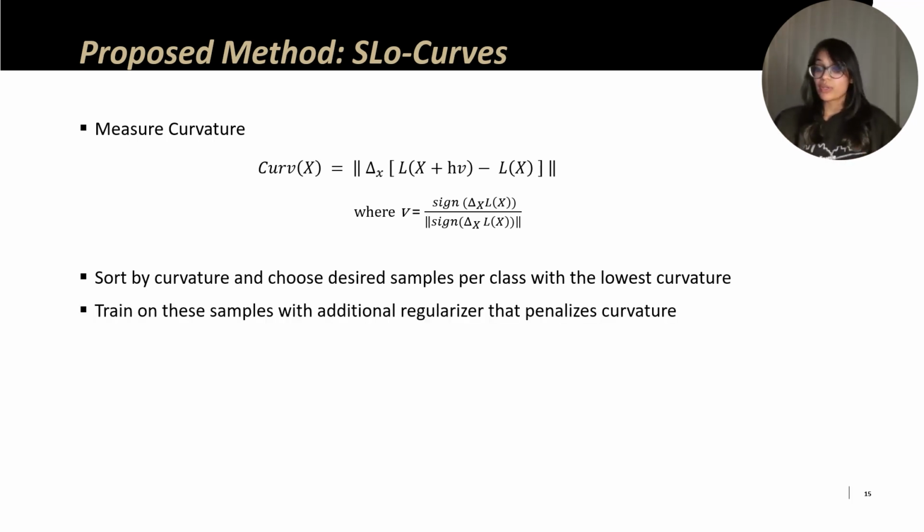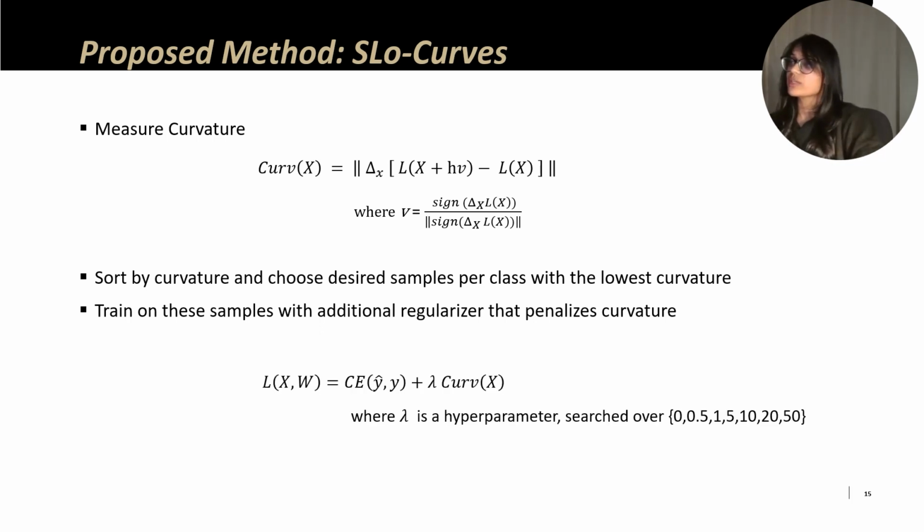We're going to create a new network that's going to be trained only on these samples from scratch, but training this new network is going to have an additional regularizer that penalizes the curvature. We are selecting low curvature points from a parent network, and we are going to make sure that the student network still has low curvature by penalizing this.